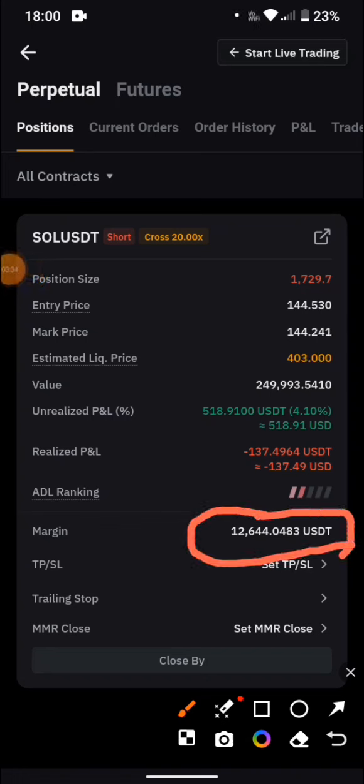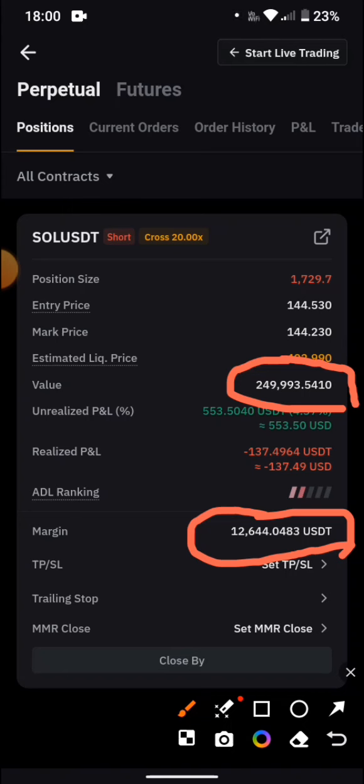Out of this 12,000, for you to open this trade, currently you are trading with 249,000, because we are using leverage. If you have not watched derivatives for beginners, ensure to check it so you are going to understand everything.